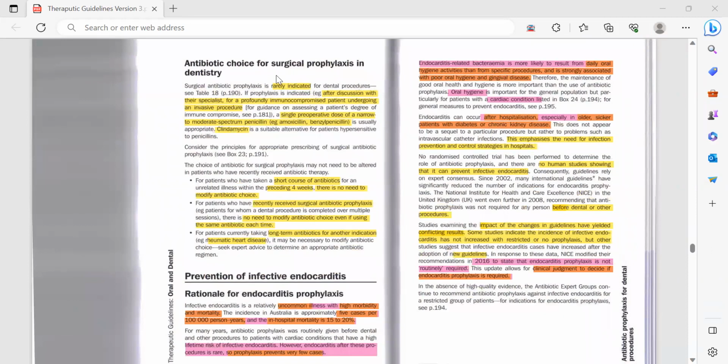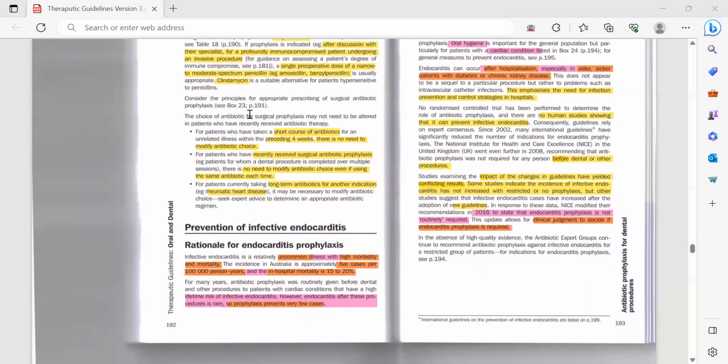So the antibiotic choices for surgical prophylaxis in dentistry: it is rarely indicated and only for the profoundly immunocompromised patient. If they are undergoing any invasive procedure, you need to consider a single preoperative dose of narrow to moderate spectrum penicillin, that is benzyl penicillin and amoxicillin. And clindamycin is a suitable alternative if the patient is hypersensitive to penicillin.